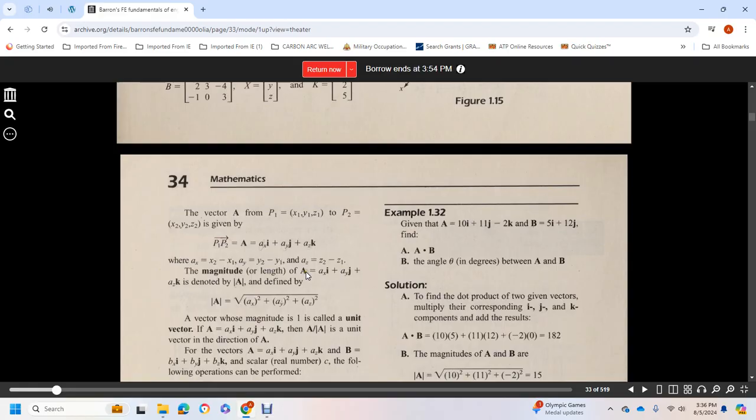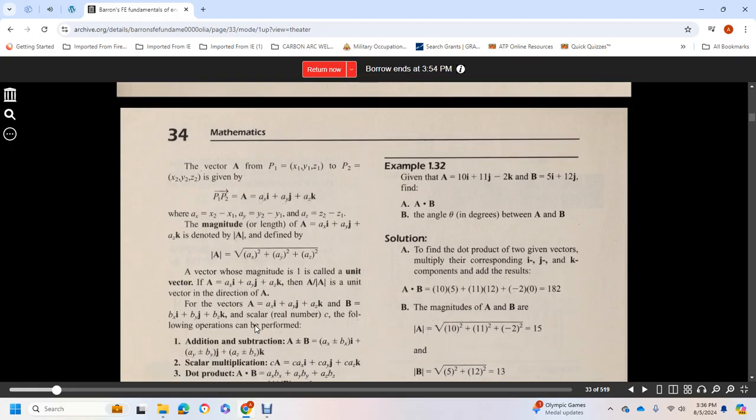The magnitude or length of A, where A is Ax i plus Ay j plus Az k, is denoted by the absolute value of A and is equal to the square root of Ax squared plus Ay squared plus Az squared. A vector with magnitude 1 is called a unit vector. If A is equal to Ax i plus Ay j plus Az k, then A divided by its absolute value is the unit vector in the direction of A.